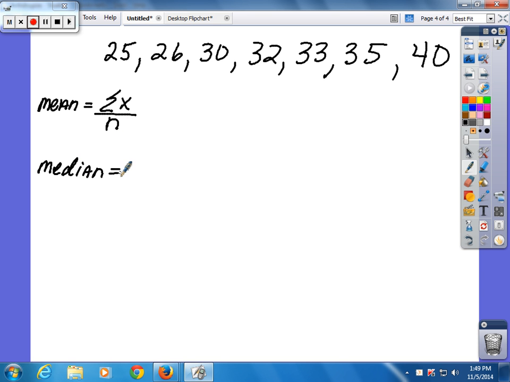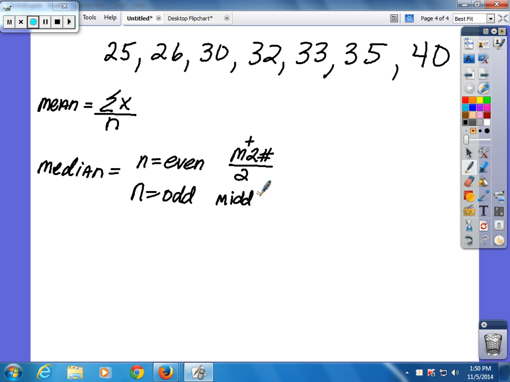and I think we talked about that. If n is even, we have to take the middle two numbers, add them up, and divide by 2. If n is odd, which this one's odd because n is 7, we just find the middle. And I'll go through that with you.